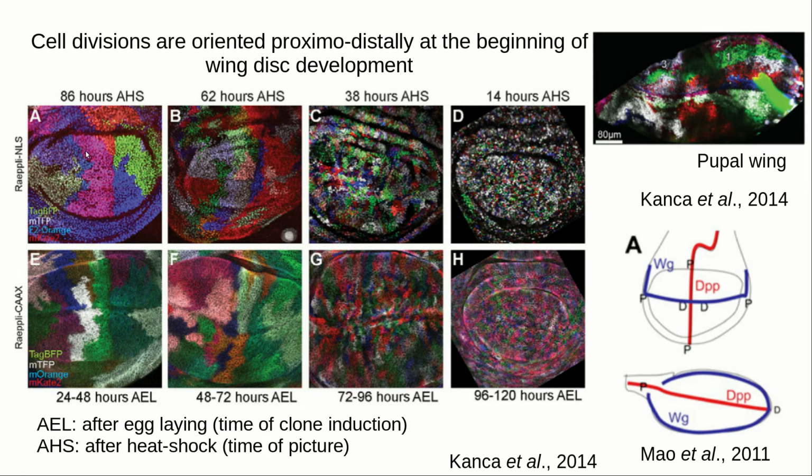You get big clones, of course, and these clones are oriented radially. As you can see, they go from the inner part of the disk towards the outside part of the disk. And when you induce clones later, you get, of course, smaller clones, but the pattern is the same.